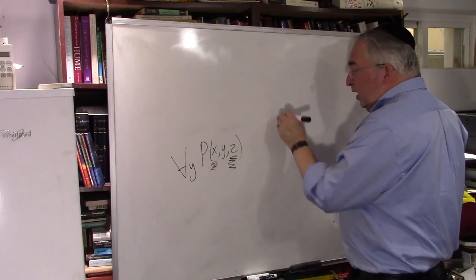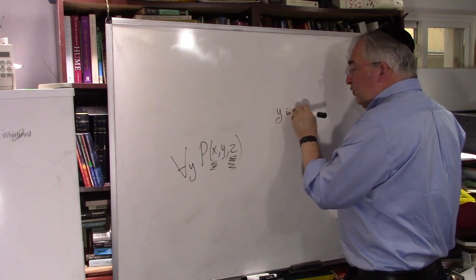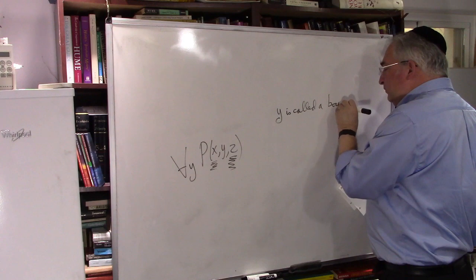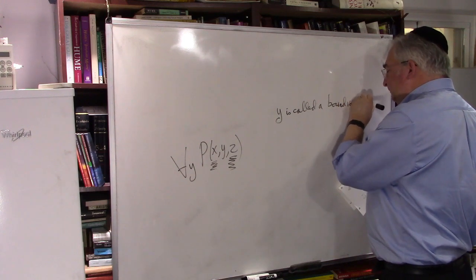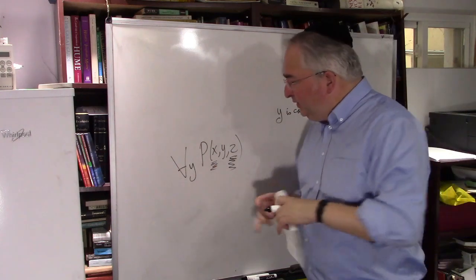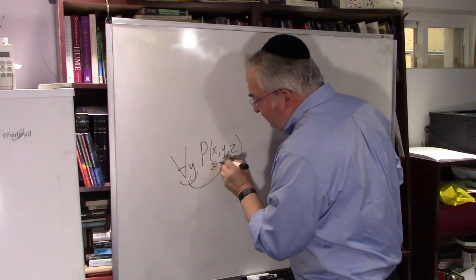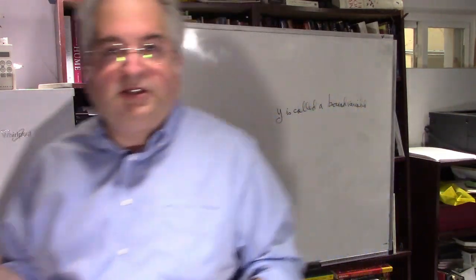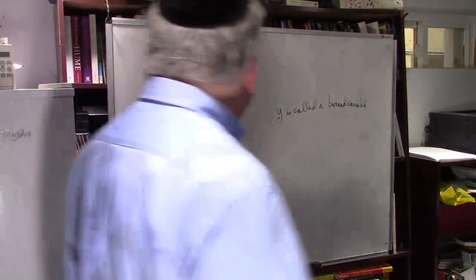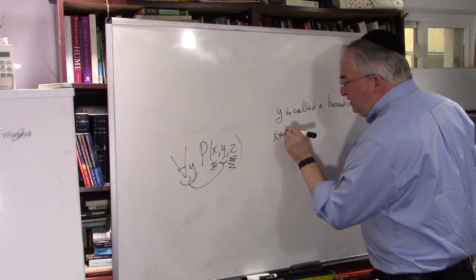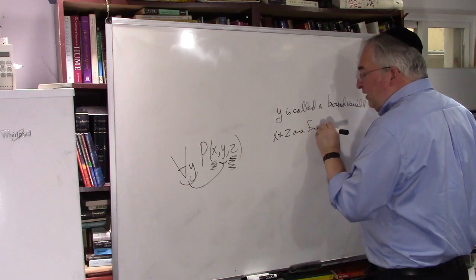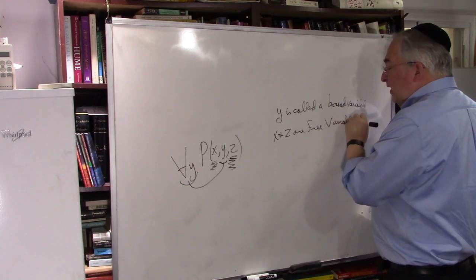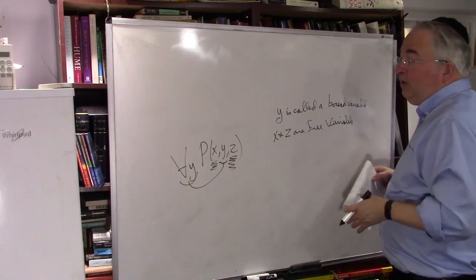Okay, y is called a bound variable. That means I've bounded. This takes care of this y, and it says, look, I'm assuming that I'm going to use this y as the predicate, so it's either true or false. Okay, x and z are free. They're not bound. They're free variables. Okay, and you can plug in values for x and z.